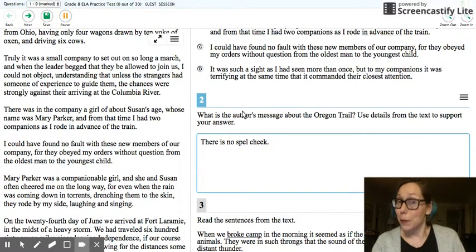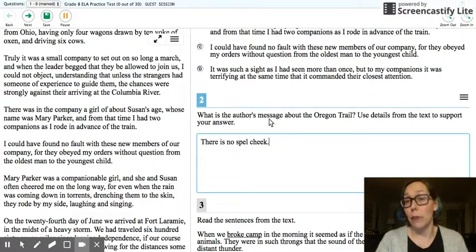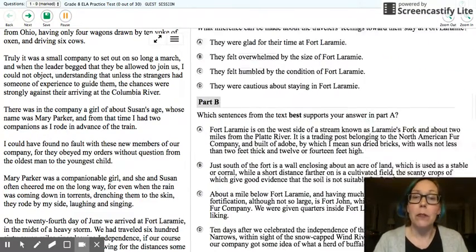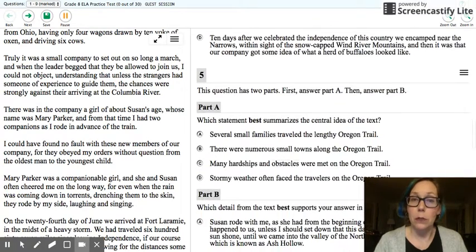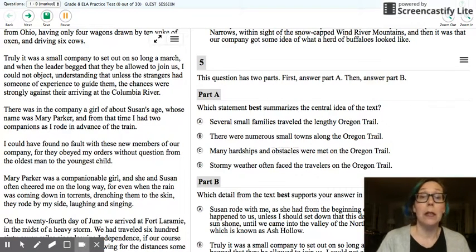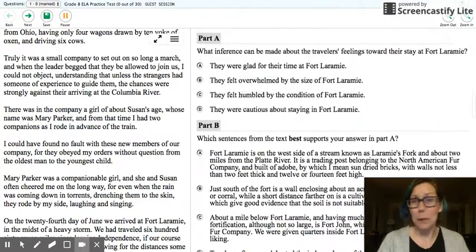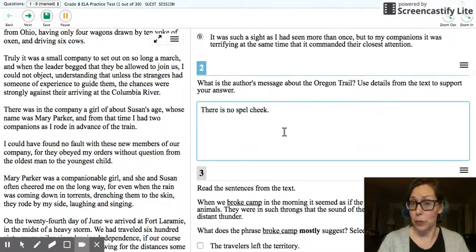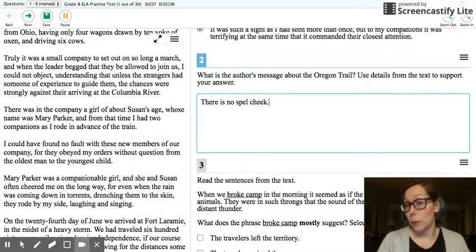One more tip, still about question number 2. Here it's asking, what is the author's message? But you might have noticed that a few questions later, they ask this question: which statement best summarizes the central idea of the text? Do you think the central idea is very similar to the author's main message? I think it is. So I would look at these possible answers, figure out which answer I think is the right one. And then maybe when you're writing this paragraph in question number 2, where you'll write a real sentence, maybe paraphrase one of those answers.